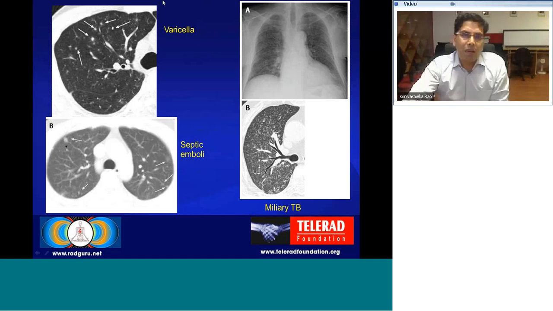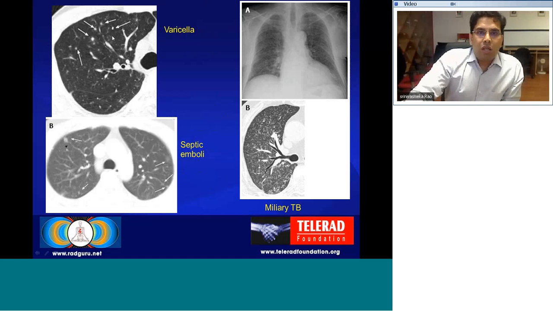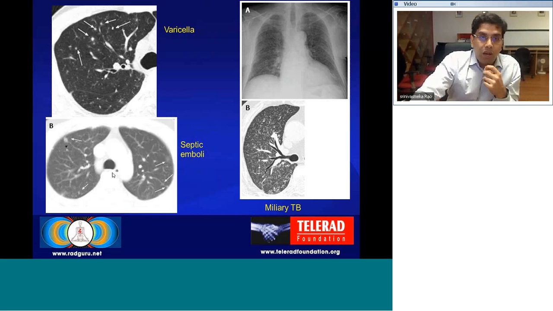So here are some of the examples. On the top left image, you can see the infection caused by varicella zoster. You can see these nodules, very indeterminate or non-specific. You don't know what it is. But if you put it into the clinical scenario and correlate with the lab findings, probably we can tell that it's related to varicella pneumonia.